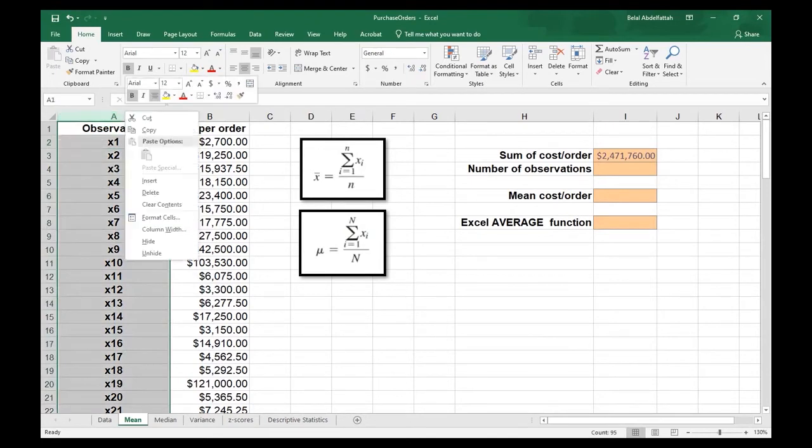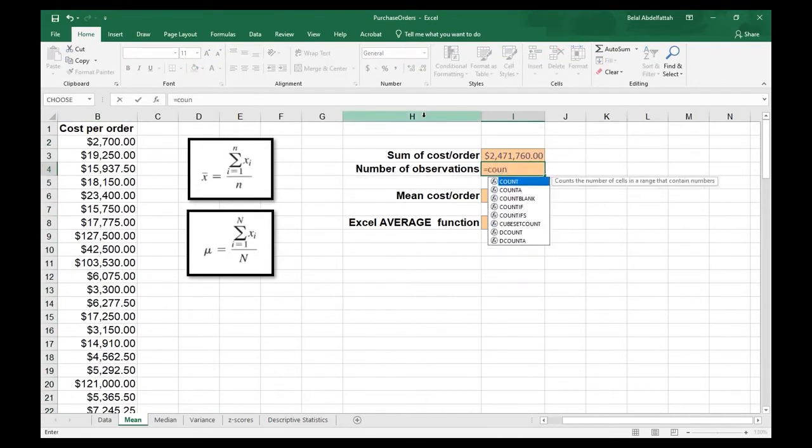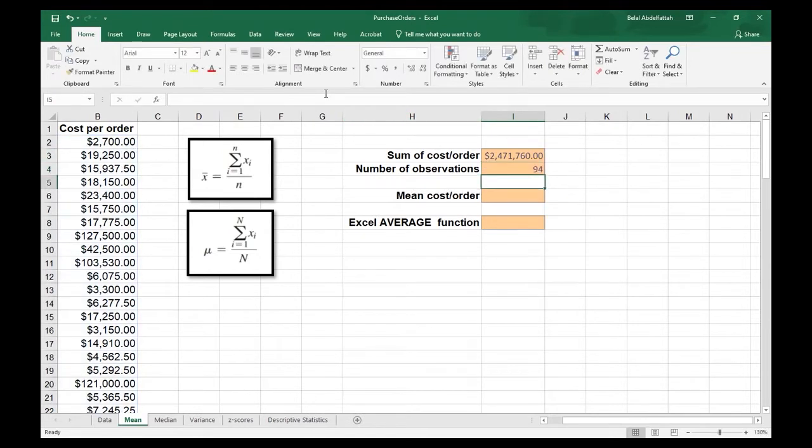If we did not have this column, let's say, for example, it was hidden, and we want to know the number of observations, we could just use the count function, or COUNTA. I will say CPO, select that data. We have 94 observations. Now to get the mean, I will divide the sum of X divided by N.